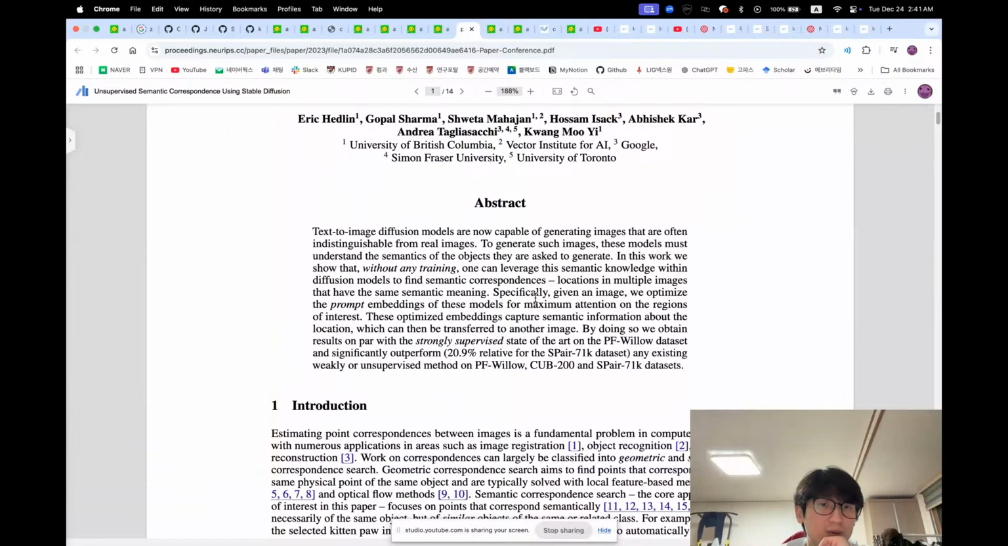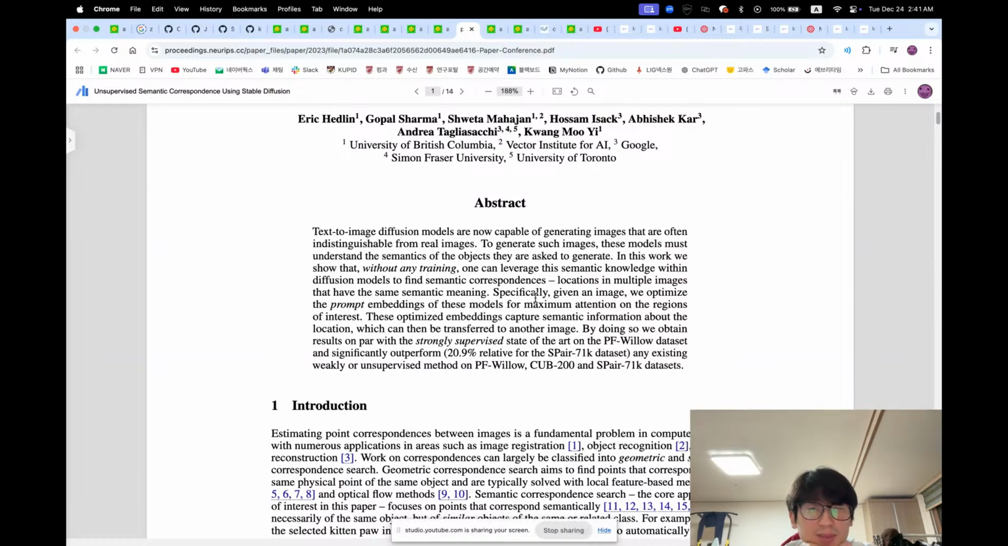So in this work, we show that without any training, one can leverage the semantic knowledge within diffusion models to find semantic correspondences. Locations in multiple images that have the same semantic meaning. So they're saying that semantic correspondence is finding the locations in multiple images that have the same semantic meaning. So I have multiple pictures of dogs. In each of those pictures, the dog should have an ear. The model knows the locations of each ear precisely, even if, let's say, the image is taken in a very difficult, challenging situation or environment.